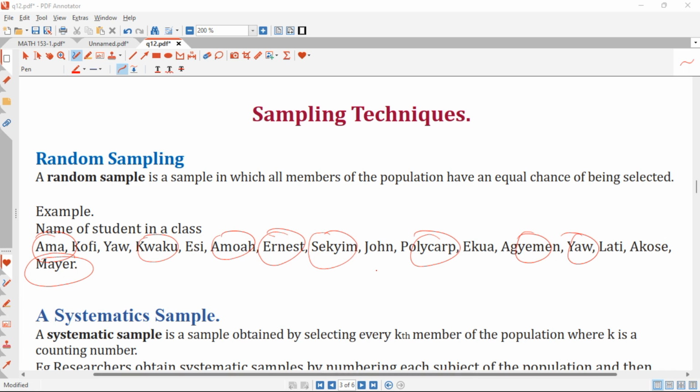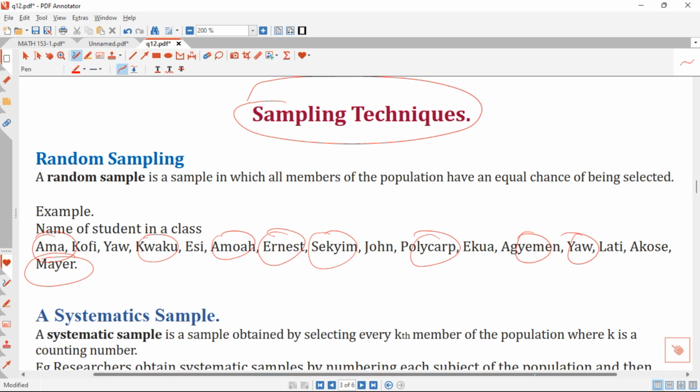And we get the sample from what? The population. But when we are selecting the sample from the population, in order to avoid bias, we use what we call sampling techniques. Today we are going to learn about the main sampling techniques that we have in statistics. We have two forms: the probability sampling techniques and the non-probability sampling techniques. But for our course, our main focus will be on the probability sampling techniques.